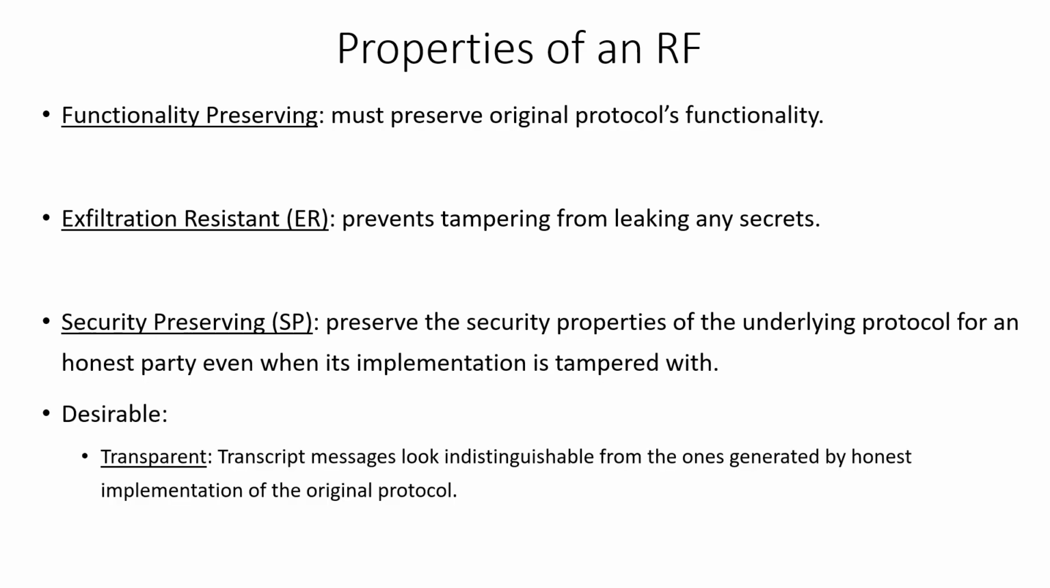Another desirable property is what is called transparency, where we ask that the transcript messages that come out of the reverse firewall after re-randomization look indistinguishable from the ones generated by the honest implementation of the original protocol. This kind of transparency allows us to be oblivious of the deployment of a firewall, and in particular, you can stack one firewall on top of another.